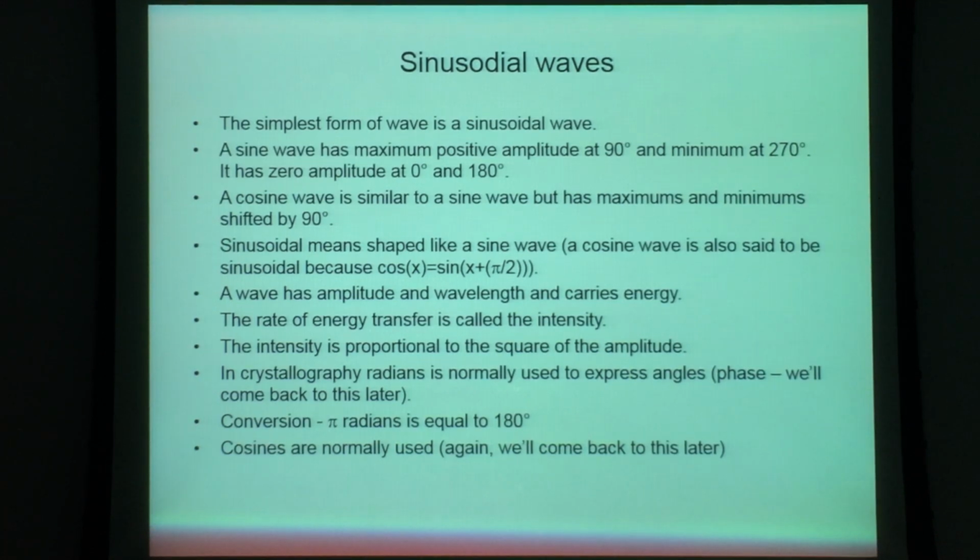A wave has amplitude and wavelength, and it carries energy. The energy it carries is this oscillation here. The rate of energy transfer is the intensity. So in reflection, this energy, when it hits your CCD or your phosphor or your film or whatever you're detecting it, that's the energy in the wave, that's the intensity of the reflection. The intensity is proportional to the square of the amplitude. In crystallography, we use radians for the angles, but I'll come back to that in a second. Pi radians is equal to 180 degrees. And cosines are normally used for most crystallographic purposes.